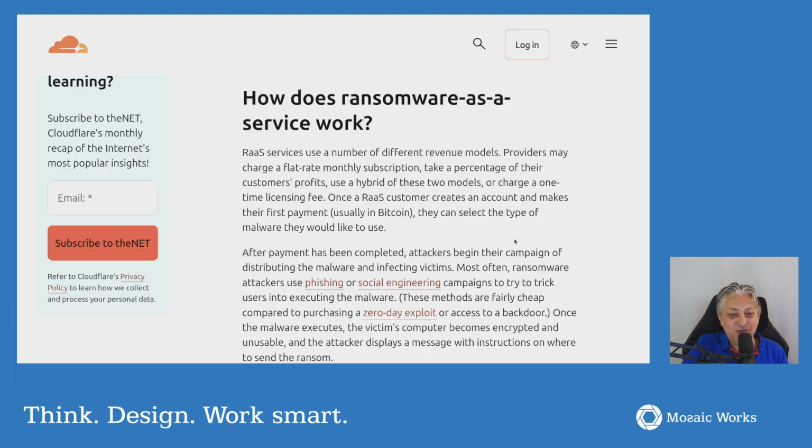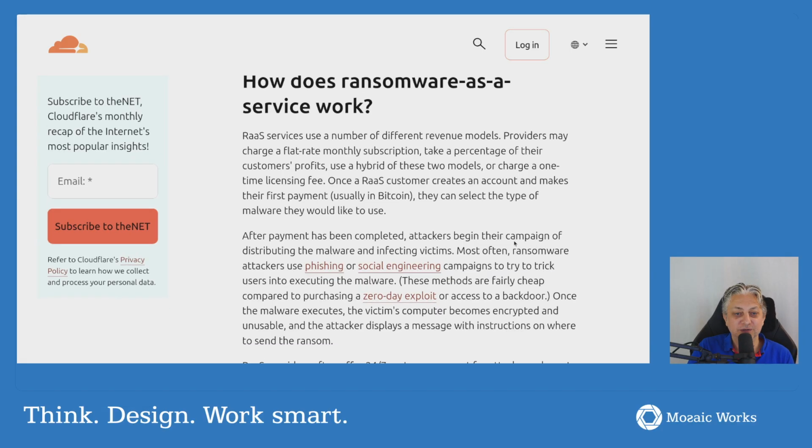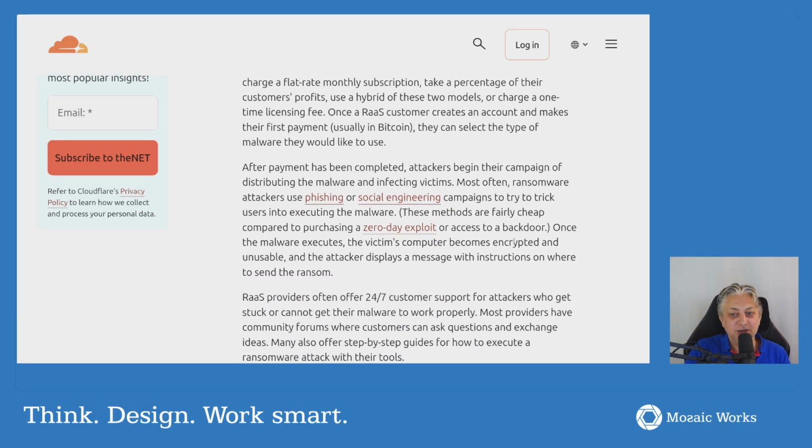How does ransomware as a service work? RaaS services use a number of different revenue models. Providers may charge a flat rate, monthly subscription, take a percentage of their customers' profits, use a hybrid of these two models, or charge a one-time licensing fee. Once a RaaS customer creates an account and makes their first payment, usually in Bitcoin, they can select the type of malware they would like to use.